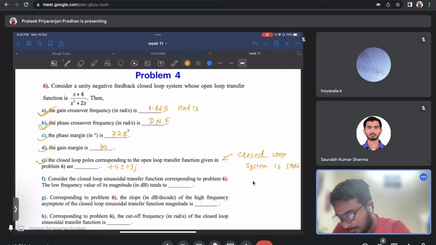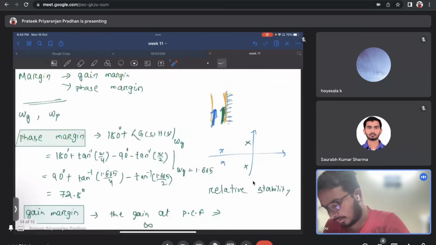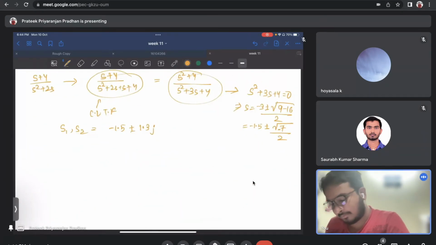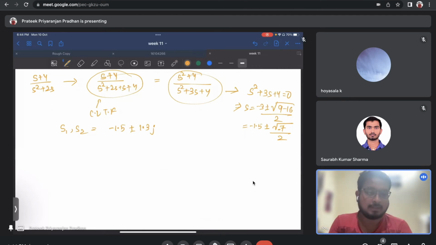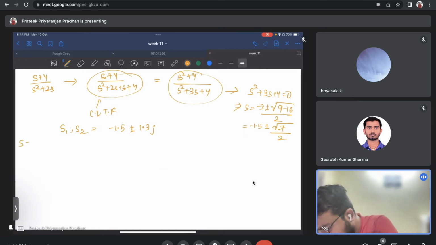Now the next question is, consider the closed loop sinusoidal transfer function given in question 6. Find the low frequency value in dB. We have the closed loop transfer function. For frequency domain analysis, we give a sinusoidal input, so we replace s with j omega. When we replace s with j omega, what we get is minus omega square plus 4, whole divided by, oh my god, why is it square?